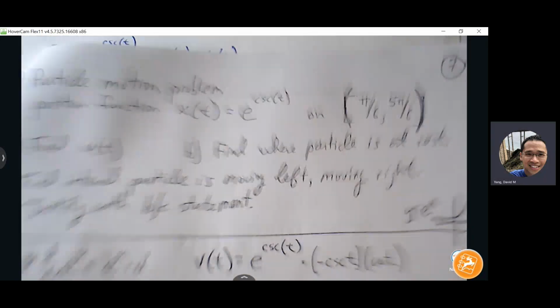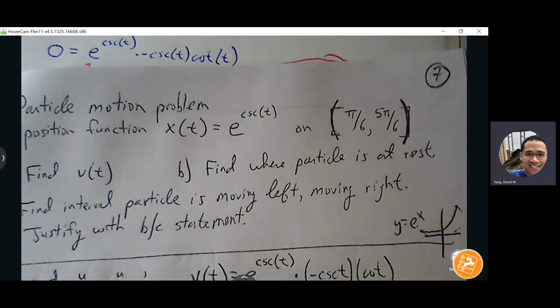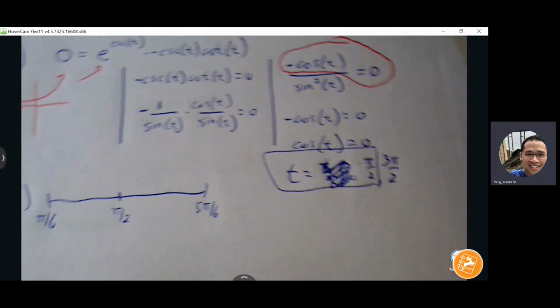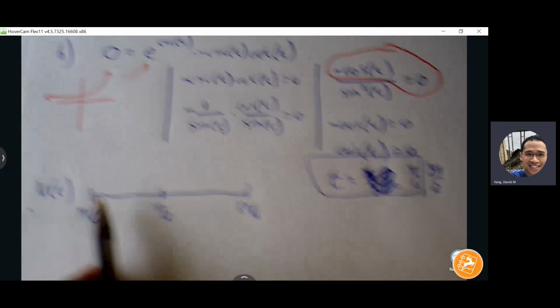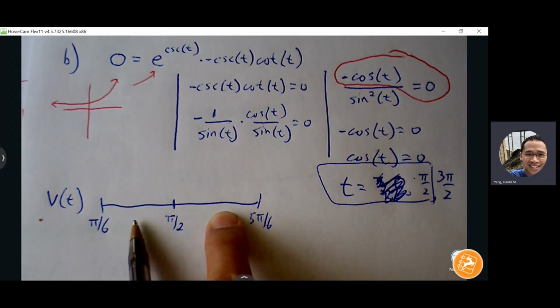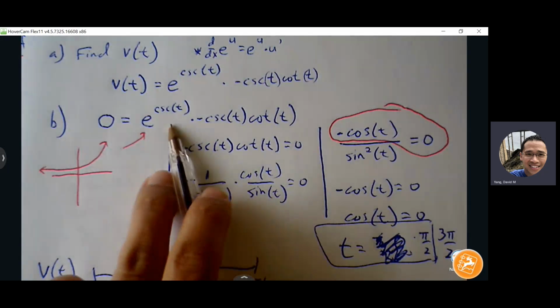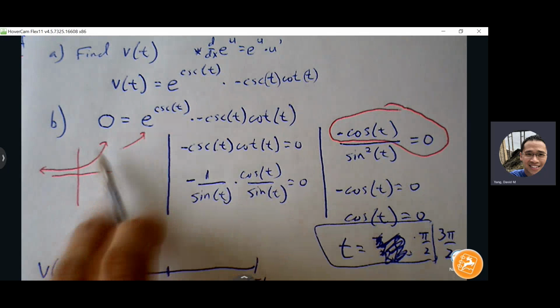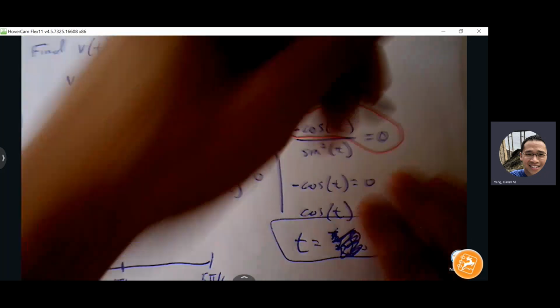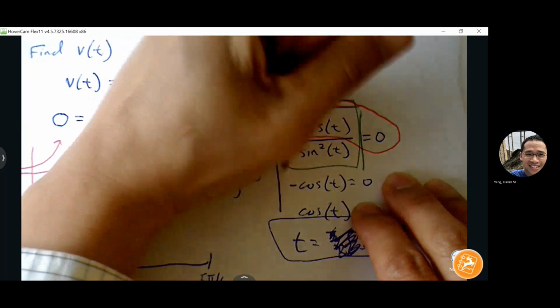And then part C, find the interval where the particle is moving left or moving right, with a because statement. So now we can build our velocity function, right? And then test our interval. What can we test this against? Okay, test it against the velocity function. But we can just do an abbreviated version of the velocity function. The reason why is because we know that e is always going to produce what? A positive value, right? So it's not going to change the sign at all. So we're just going to focus on just this part.